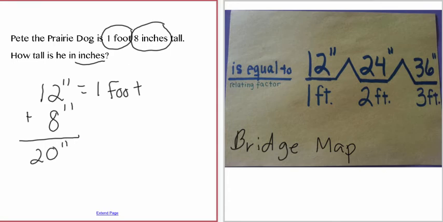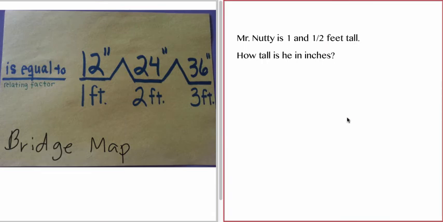Let's try another example. Mr. Nutty is 1 1/2 feet tall. How tall is he in inches? This time I know that Mr. Nutty is 1 1/2 feet tall. I know that my answer has to be in inches. There's a couple of things here. I'm going to have to find a fractional part of feet because this is a fraction, 1/2. And I'm going to need to add it on to the other part down here.